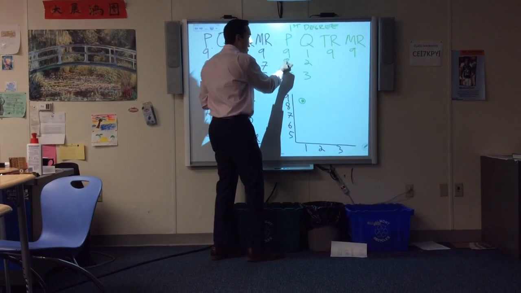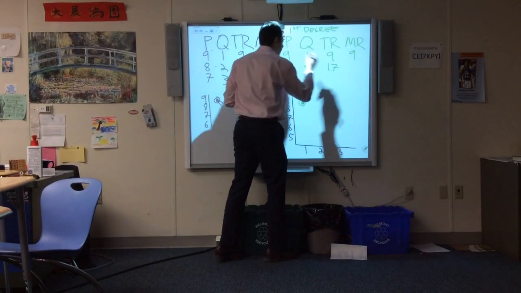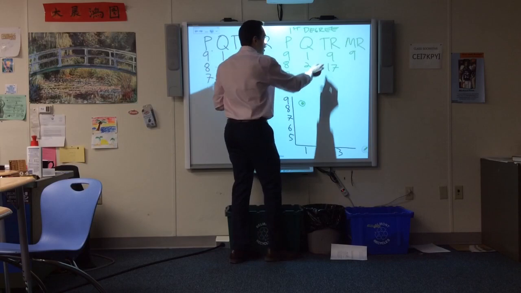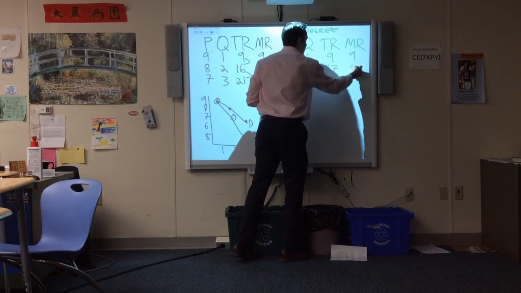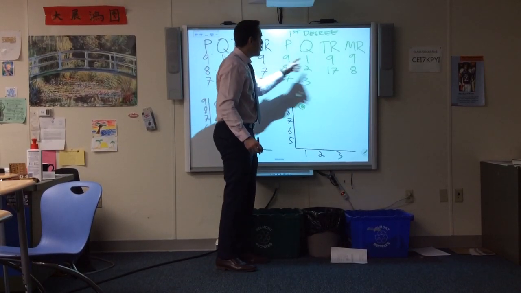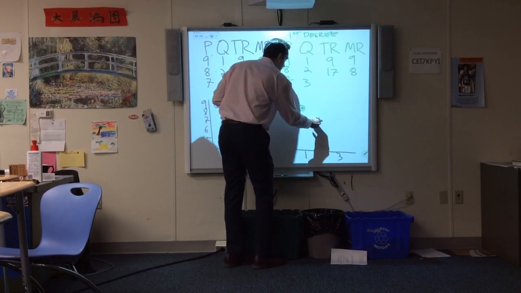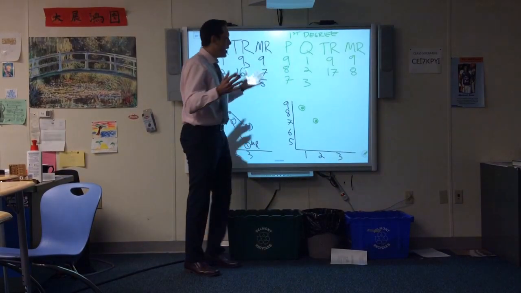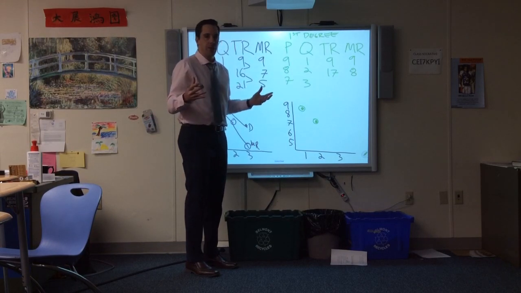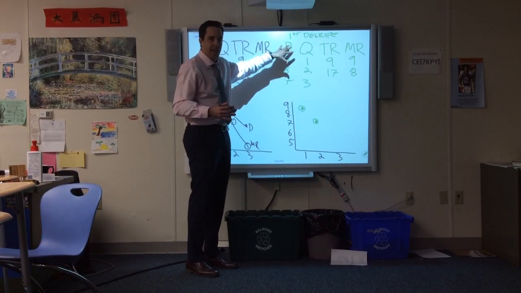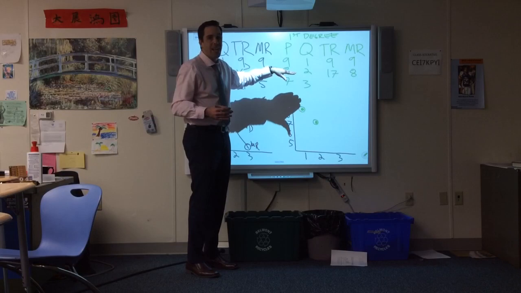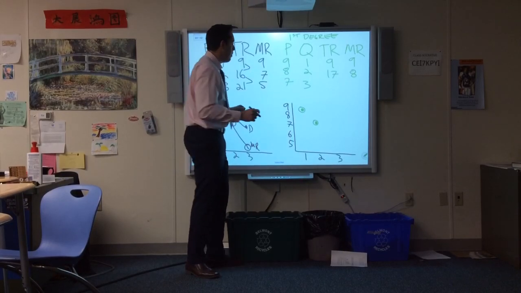So 9 plus 8 is 17. Change here is going to be 8. And now the marginal revenue and the price are the same. And that's because there's no consumer surplus here. I'm not leaving any money on the table. When I drop my price for one, I don't have to drop it for other people.